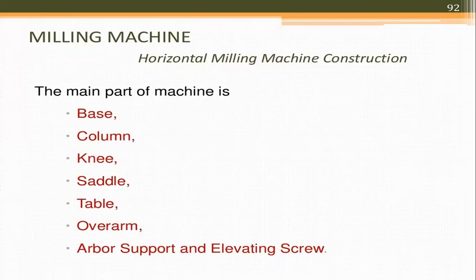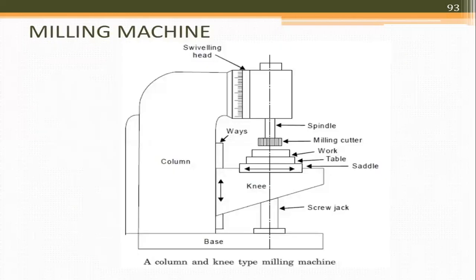Milling machine. The parts of a milling machine. It consists of base, column, knee, saddle, table, overarm, arbor support, and elevating screw. This is a figure of a milling machine. It consists of base, column, knee, swivelling head, screw jack, spindle, milling cutter, workpiece, table, and the saddle.